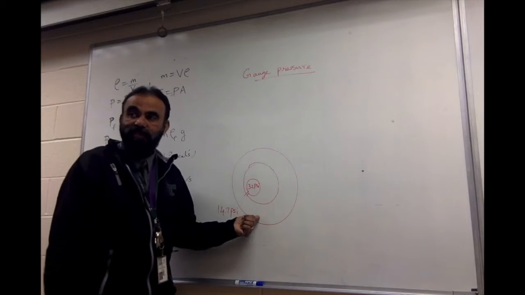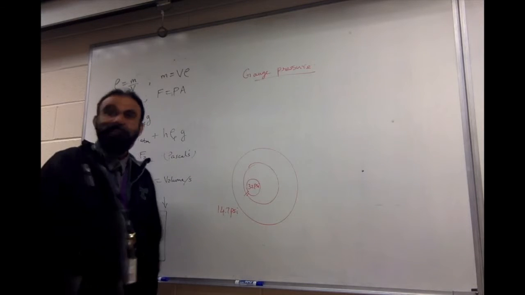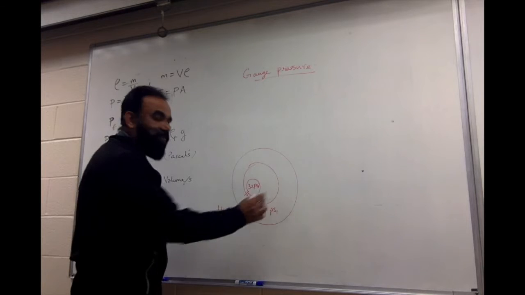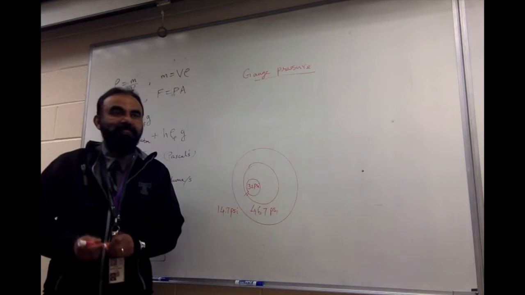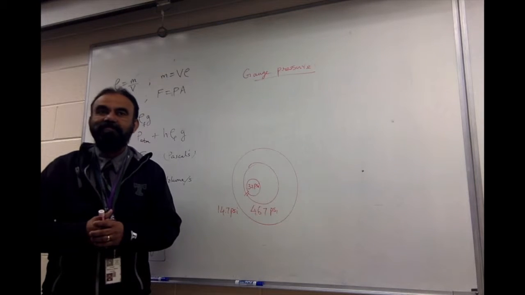So what is the actual inside pressure? 32 minus 14.7. 32 plus. Plus. Wait, what? Yeah, it's the difference between here and here. Oh, okay, yeah.